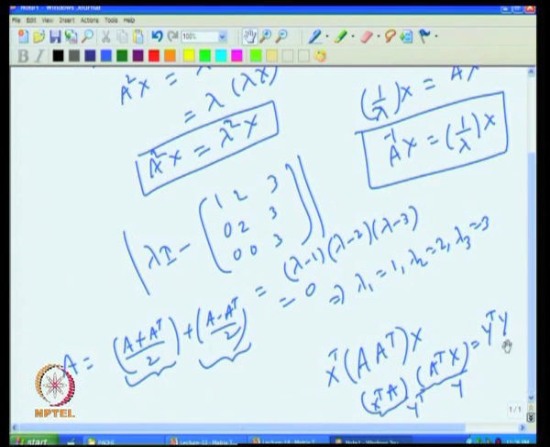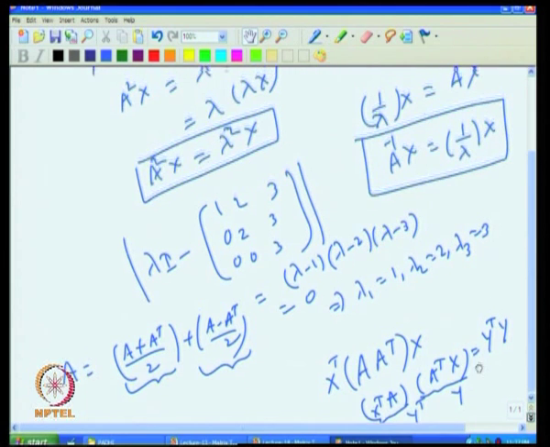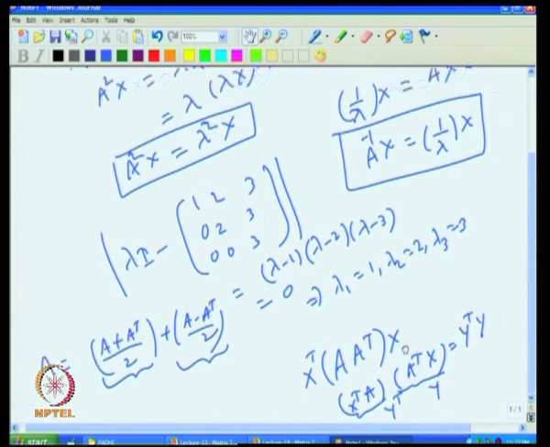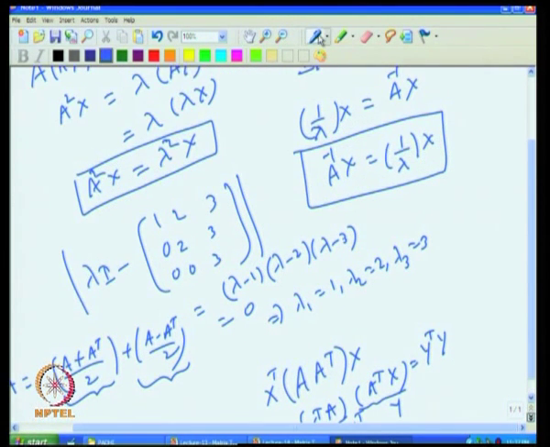This particular quantity you see here, y transpose y, is y1 square plus y2 square plus y3 square, and that is guaranteed to be greater than or equal to 0 because of that property. So that is why this is positive semi definite. You can show the same for the other one also, if it is A transpose A, that is also easy to show.